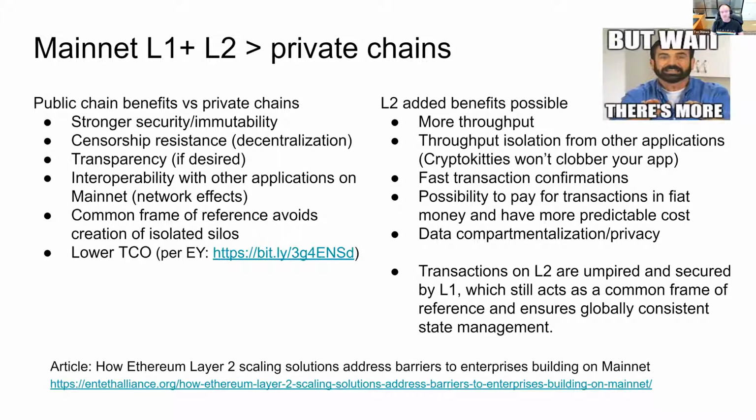So a lot of these consortium chains that are being developed today, companies might have to join many different consortia and participate in multiple consortium chains. And these things may not interact with each other or may not sort of communicate. So they develop isolated silos of information. And this can be avoided by using a common frame of reference like a public Ethereum mainnet. And then finally, according to a study by Ernst & Young, building an application on a public chain such as Ethereum mainnet can provide lower total cost of ownership because you don't have to build all the infrastructure and operate the nodes yourself.